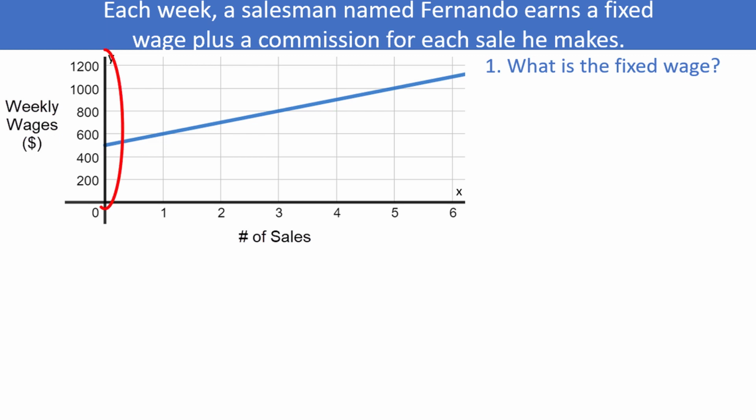Well, the vertical axis represents 0 sales being made, at which point Fernando will earn a flat $500. So Fernando's fixed wage must be equal to $500.